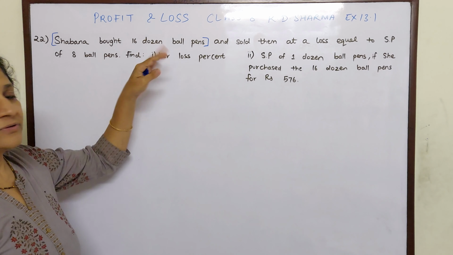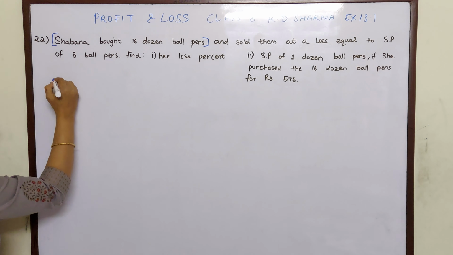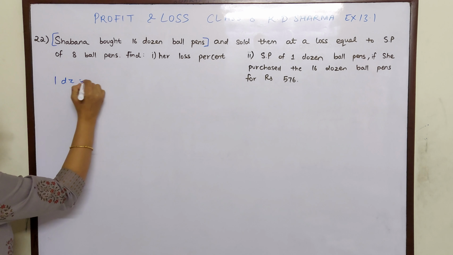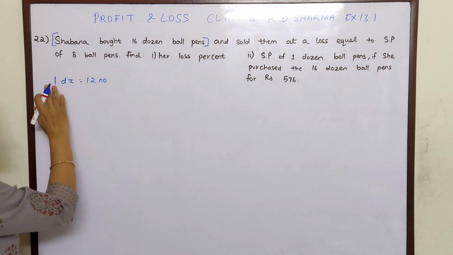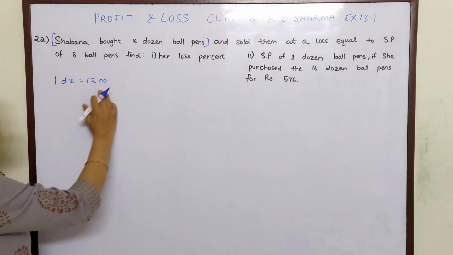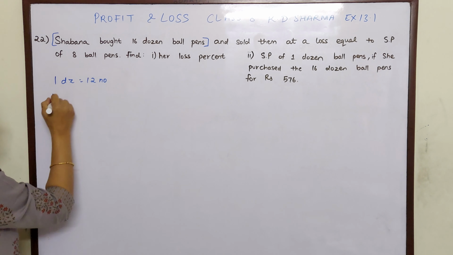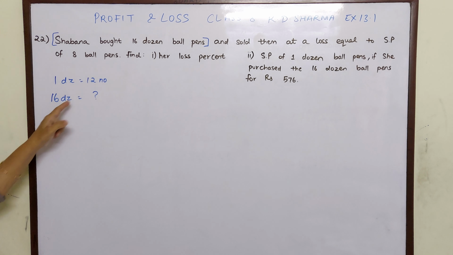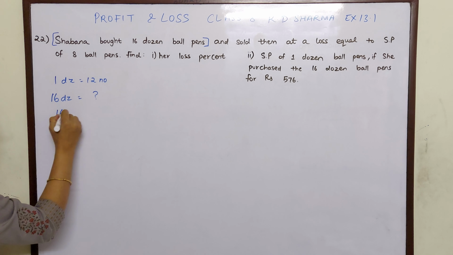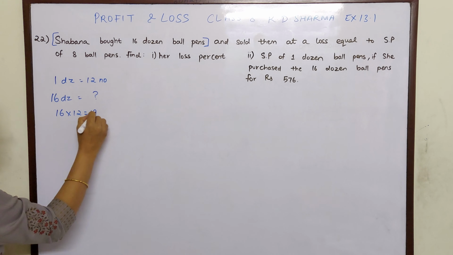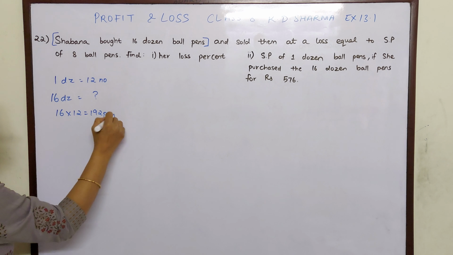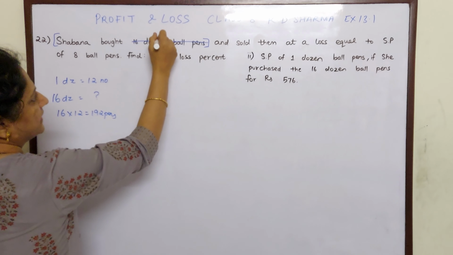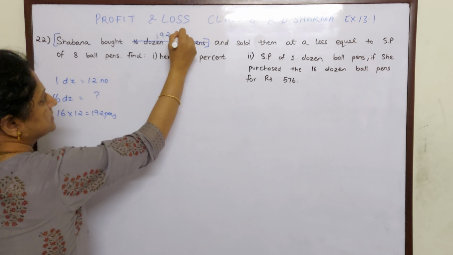Now if you see children, they have told that Shabana has bought 16 dozen ball pens. So let us remove this dozen. We know that 1 dozen is 12 numbers, right? That means 1 dozen ball pen is 12 pens. So she has bought 16 dozen ball pens. So how much are they? If you do 16 into 12, you will get 192 pens. So instead of 16 dozen ball pens, we can write 192 pens.